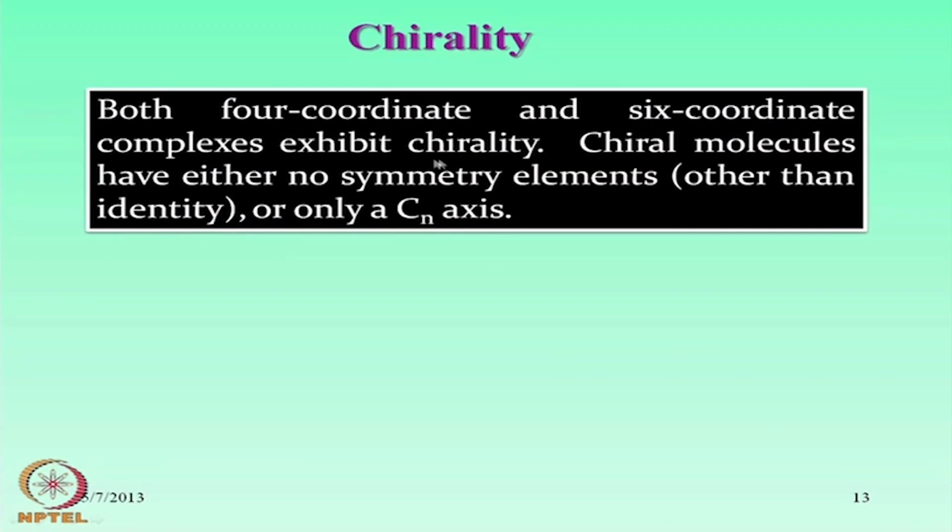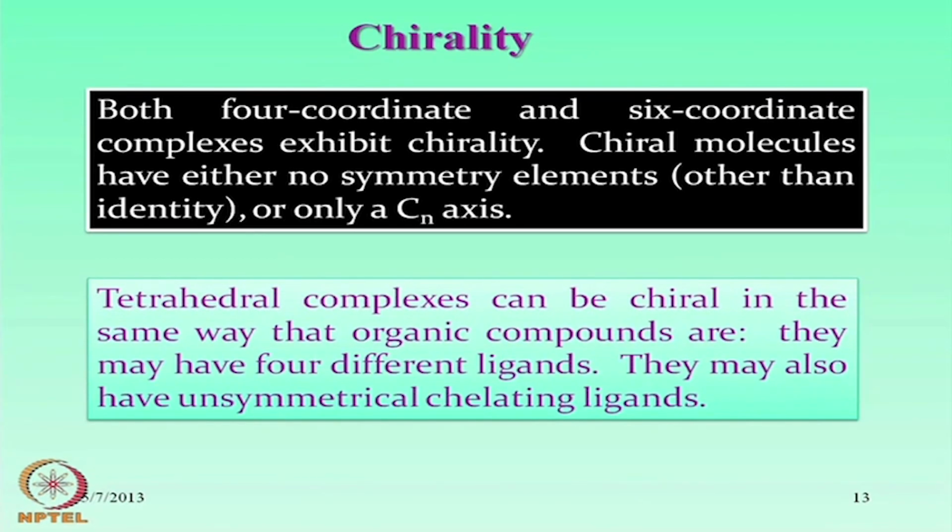So from there we can see the corresponding chirality of the molecules. So the chirality of the molecule will come for the 6 coordinate geometry also, but for the 4 coordinate as well as the 6 coordinate complexes, they exhibit chirality, and these molecules have either no symmetry elements other than the identity element, that means the E operation, or only a Cn axis. If they have only the Cn axis and no other symmetry element, then we consider these molecules as chiral.